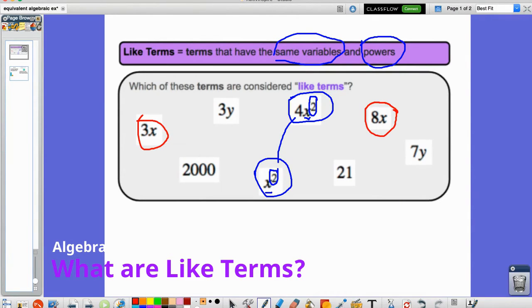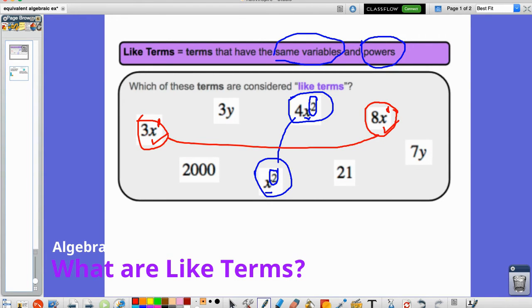Because of that, these two are like terms. We also know that 3 groups of x and 8 groups of x are also like terms because they have the same variable of x and the same powers. This one doesn't look like it has a power, and this one doesn't either, but actually there's only one x, so the power is actually 1, even though we don't see it.